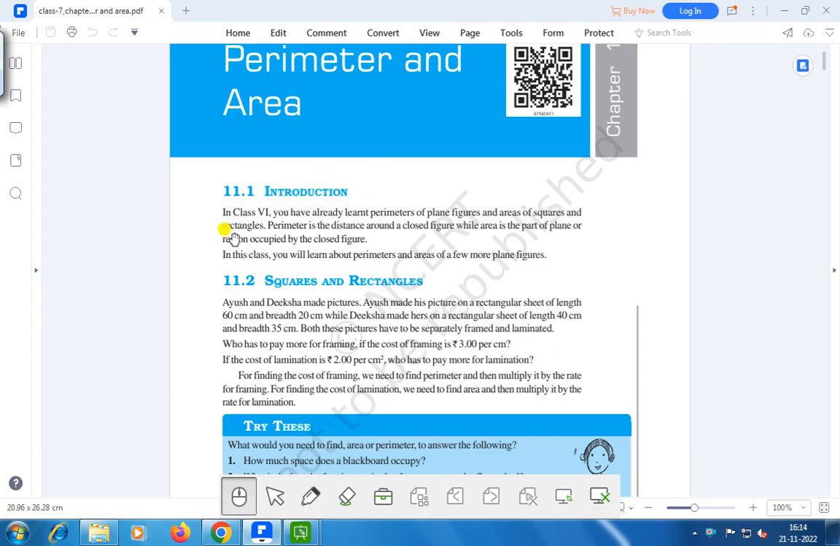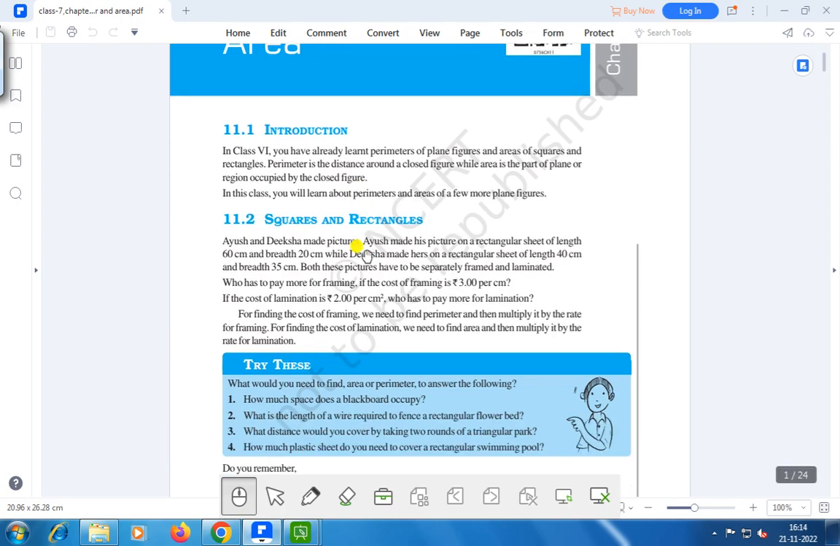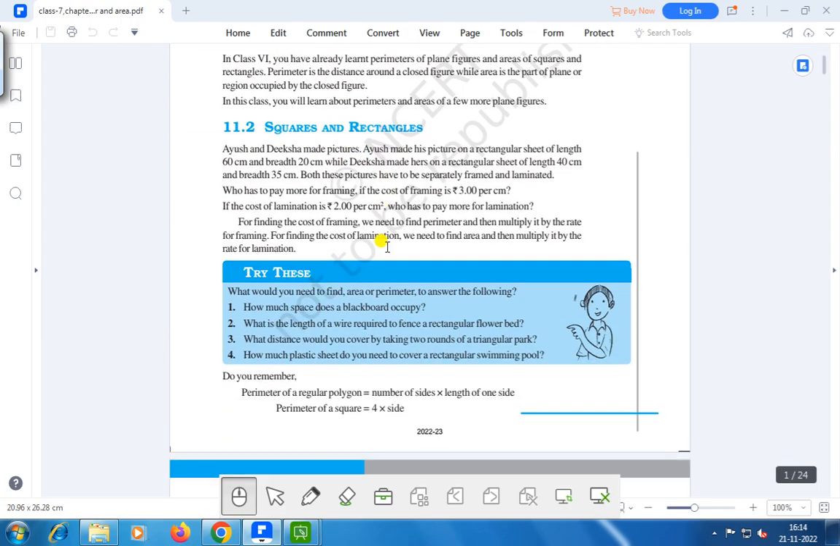This is the introduction. In class 6 we have already learned perimeters of plane figures and areas of squares and rectangles. Perimeter is the distance around a closed figure, while area is the part of the plane or region occupied by the closed figure. In this class we will learn about perimeters and areas of a few more plane figures, squares and rectangles.